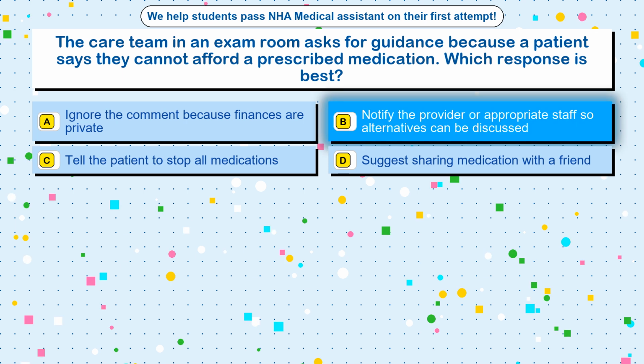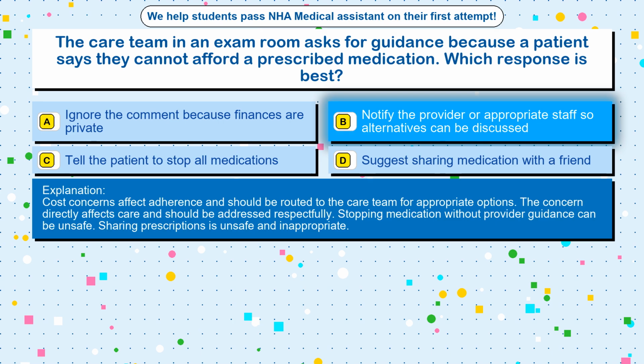The correct answer is option B. Notify the provider or appropriate staff so alternatives can be discussed. Cost concerns affect adherence and should be routed to the care team for appropriate options. The concern directly affects care and should be addressed respectfully. Stopping medication without provider guidance can be unsafe. Sharing prescriptions is unsafe and inappropriate.